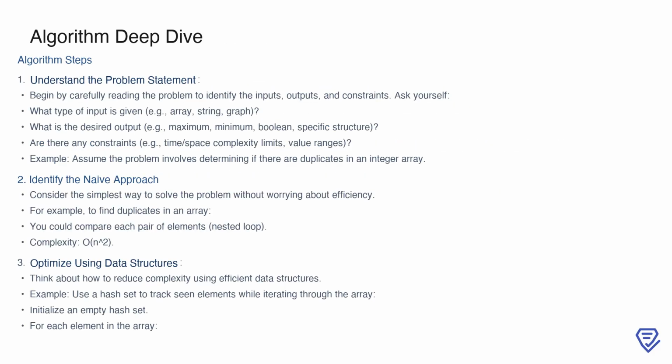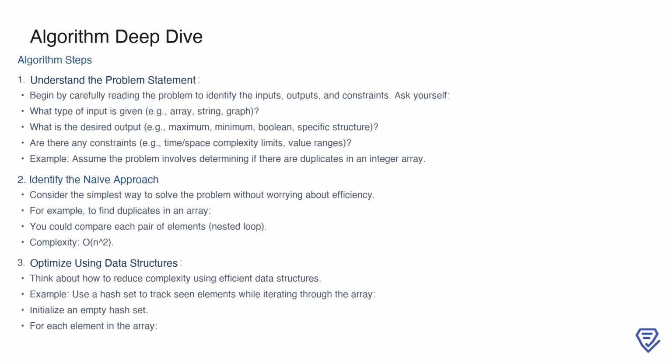To get started with solving any algorithmic problem, the first step is to fully understand the problem statement. This means carefully analyzing the inputs, outputs, and constraints given in the problem. For instance, you should identify whether the input is an array, a string, or perhaps a graph, and determine what kind of output is required, like a boolean, a specific value, or a structure. Additionally, pay attention to constraints such as time or space limits and the range of input values. For example, if the task involves detecting duplicates in an integer array, understanding these details will help you frame the problem clearly. Once the problem is understood, it's useful to think about the naive approach.